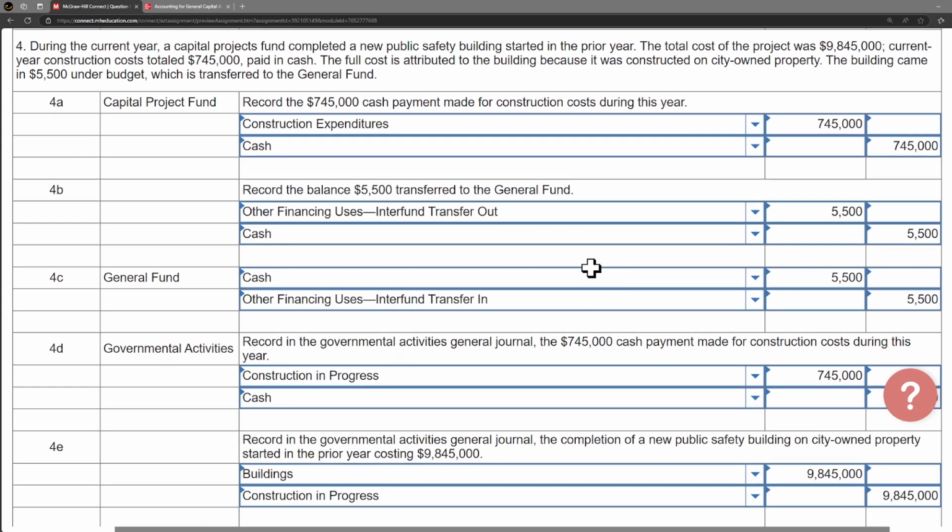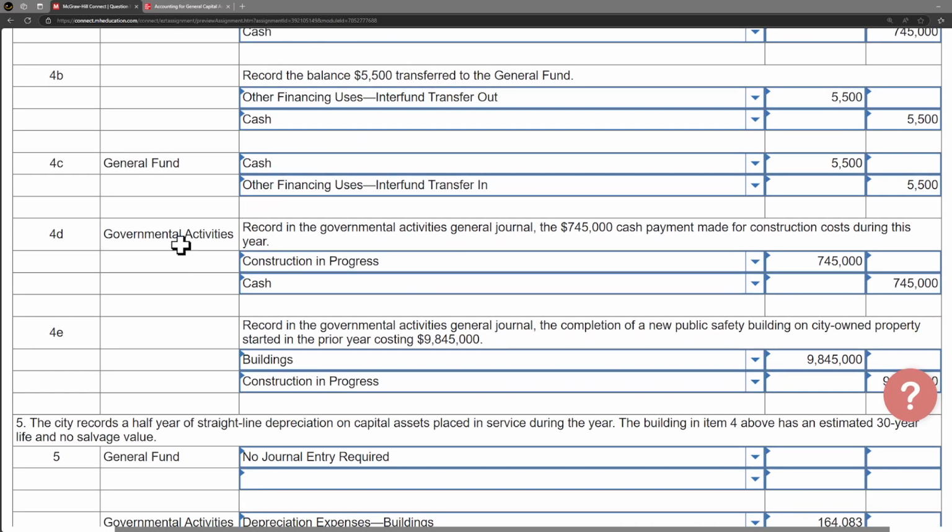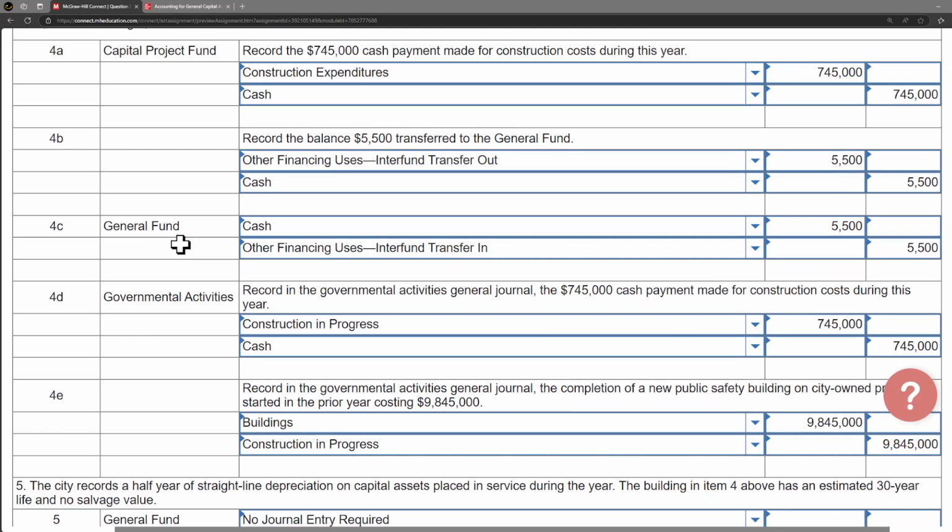During the current year, a capital projects fund completed a new public safety building. The cost of the project was $9,845. Current year construction costs are $745. The full cost is attributed to the building because it's constructed on city-owned property. The building came in $5,500 under budget, which is transferred to the general fund. Okay, so we have the capital project fund, which is completing this activity, or at least this year's part. The general fund is transferring out what is left over. And the governmental activity is recording the full completed asset.